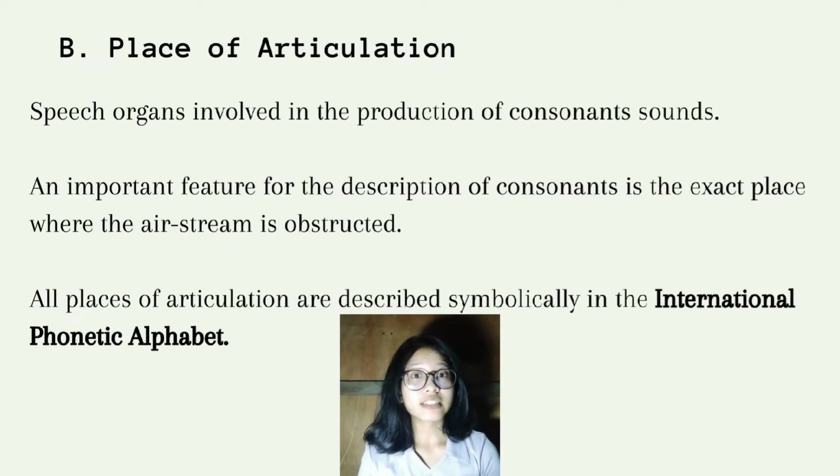The second classification is place of articulation. Places of articulation are the speech organs involved in the production of consonant sounds. This is an important feature for the description of consonants. It's the exact place where the airstream is obstructed. All places of articulation are described symbolically in the International Phonetic Alphabet.